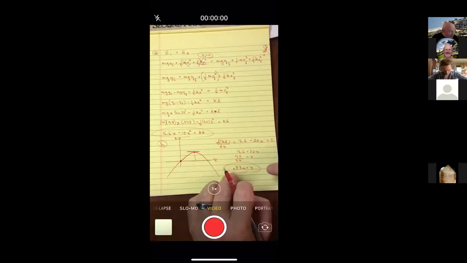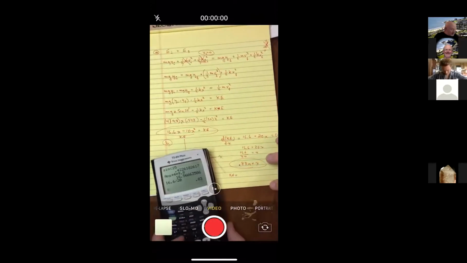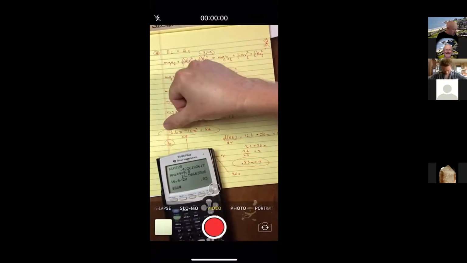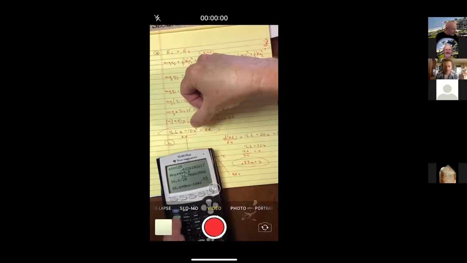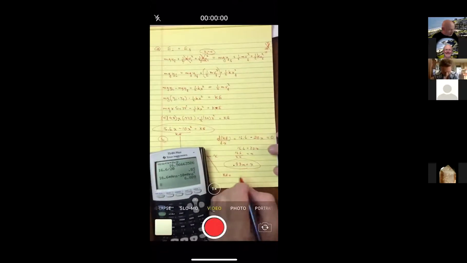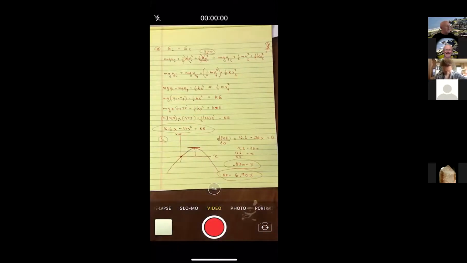Now I can use that and put it into this equation to calculate what that maximum is. So 16.6 times my last answer minus 20 times my last answer squared. And my kinetic energy maximum is 6.90 joules. Yay. Hope I did those right.